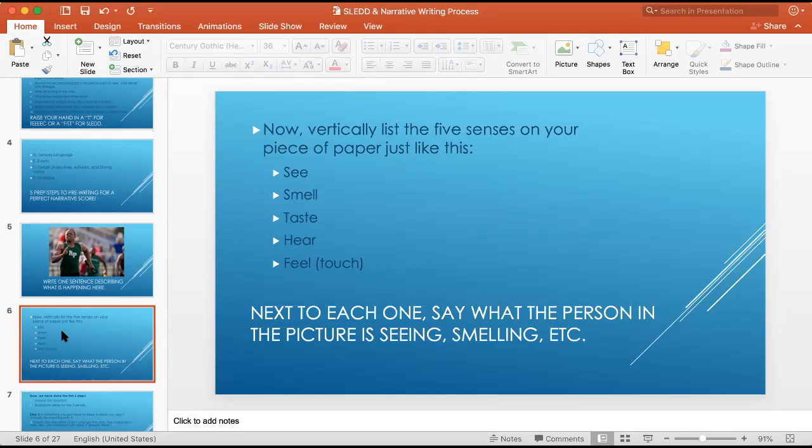What about touch? Now you can talk about what he feels on him or something that he can touch. Either way you want to look at it. And then share those out when you're finished.